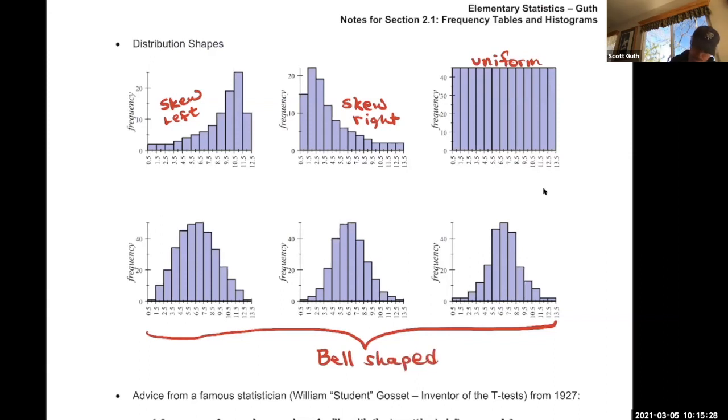Okay, the first one's called, okay, there's some pretty nasty words here. The middle one is called mesokurtic, like mezzo piano. Those of you that have done music know mezzo means medium. So mesokurtic. The one on the left is platykurtic. And the one on the right is called leptokurtic.